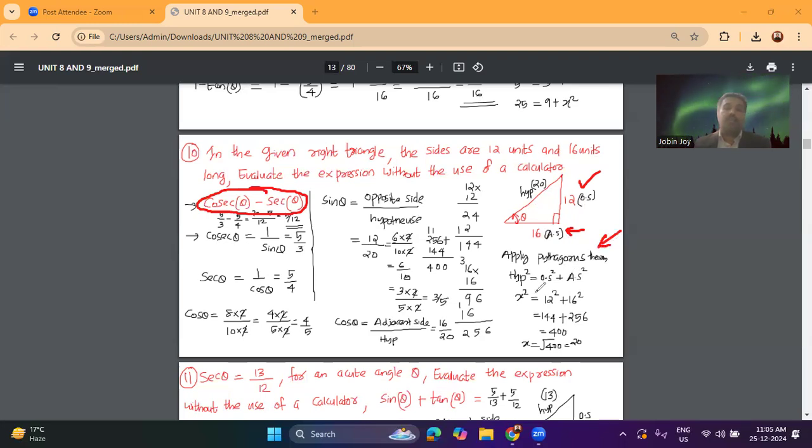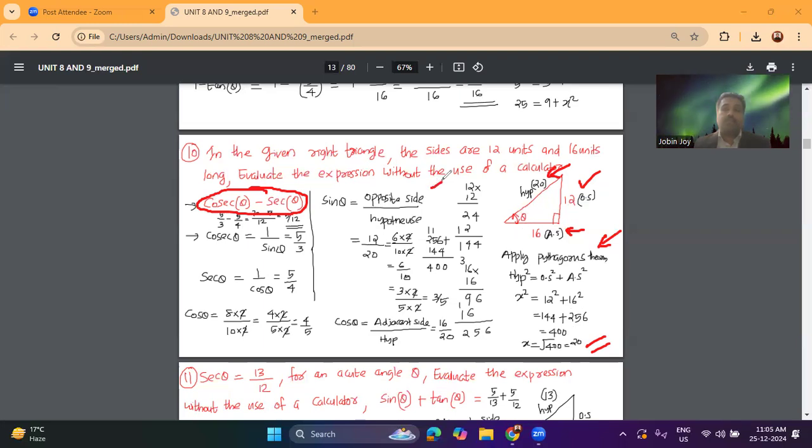Apply the Pythagoras theorem. Hypotenuse square is equal to opposite side square plus adjacent side square. I don't know the hypotenuse, so I will put hypotenuse as x. So x square is equal to opposite side 12, 12 square, plus adjacent side 16, 16 square. So that will be equal to 144 plus 256. That is equal to 400. Then I will take the square root. I will get x equal to 20. So the value of the hypotenuse is 20. So now I know all the three sides: the opposite side, the adjacent side, and the hypotenuse.